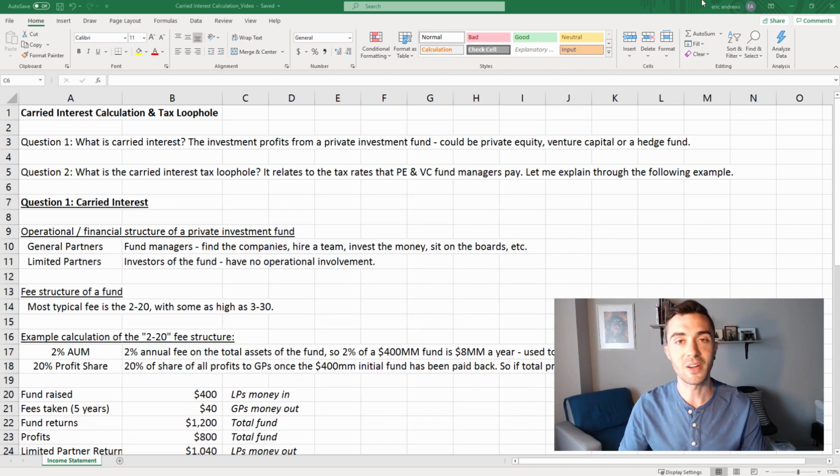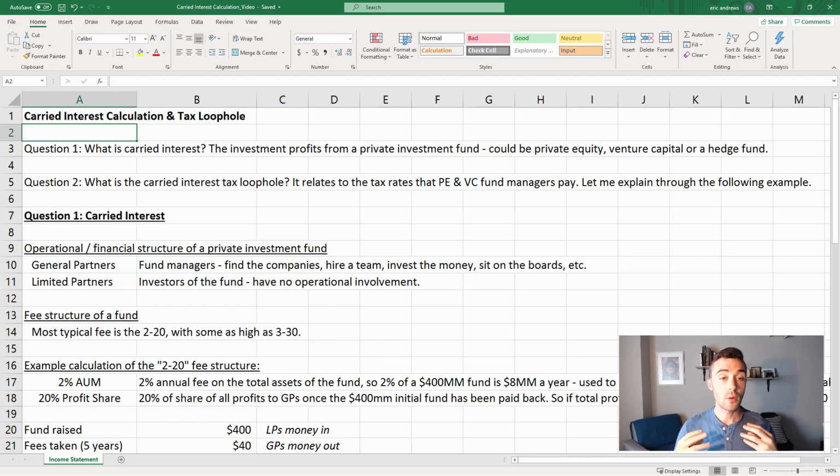Okay, let's get started. In this video, we're going to talk about two main subjects. The first is carried interest and how to calculate it. At a very high level, carried interest represents the investment profits from a private investment fund, so that could be venture capital, private equity, or a hedge fund, that go to the managers of the fund, which are called the general partners. So we're going to walk through that calculation so that you understand exactly what that number is.